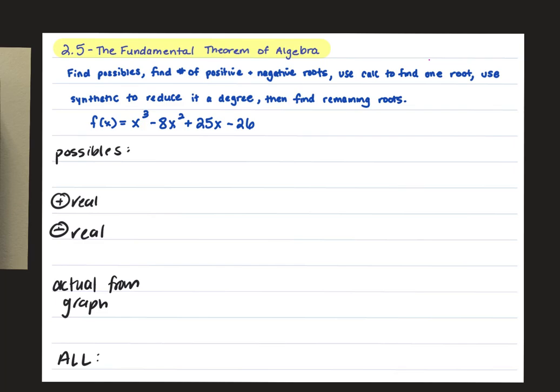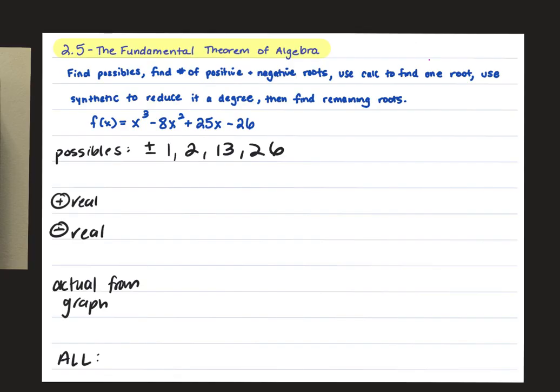Possibles are last over first. So plus and minus. The first is just 1. So it's factors of 26. 1, 2, 13, and 26. I would say most of you got it unless you totally missed that question, which hopefully wouldn't happen. They'd be leaving literally an answer blank.